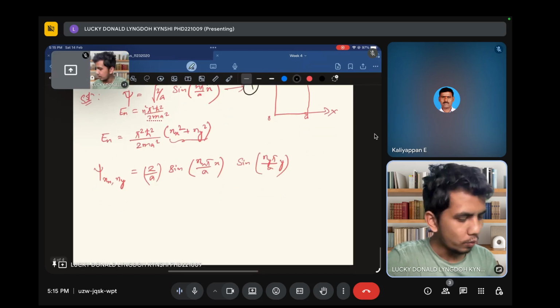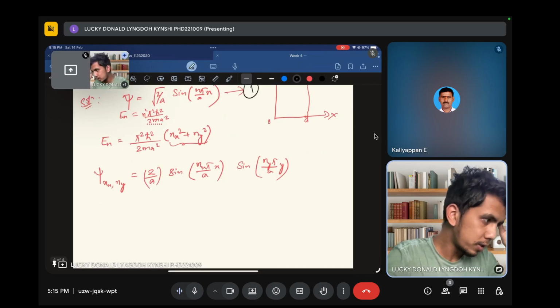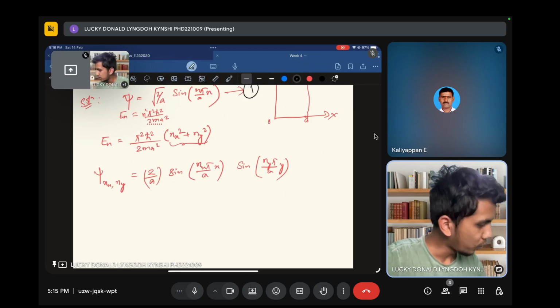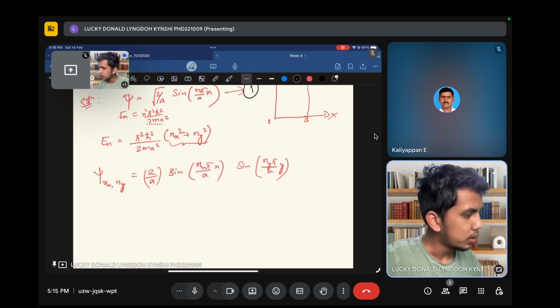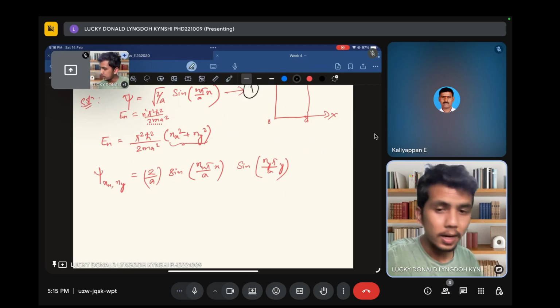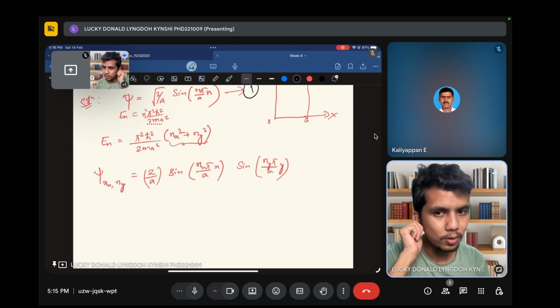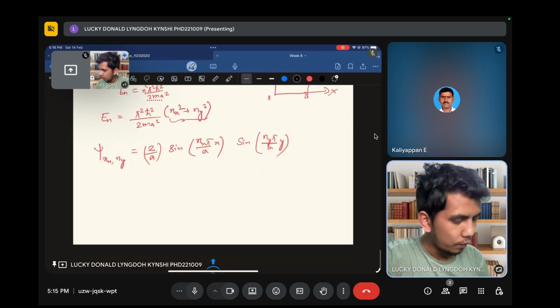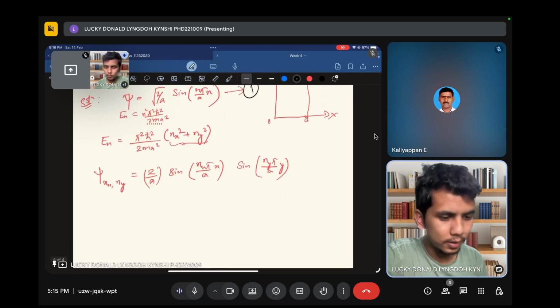Okay, now the question is, we have to solve the first order correction, because there is a perturbation. Right, now first of all we need to find out what is the ground state energy.